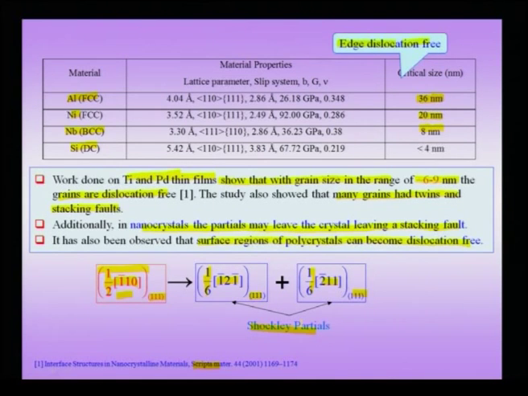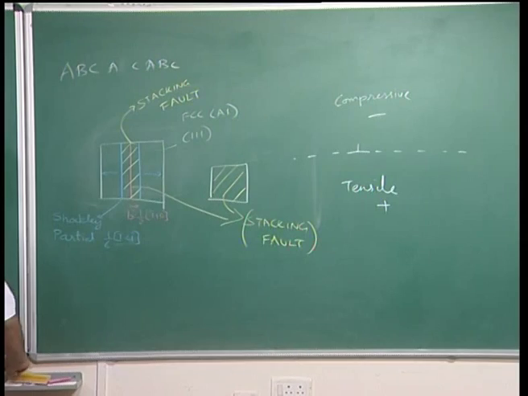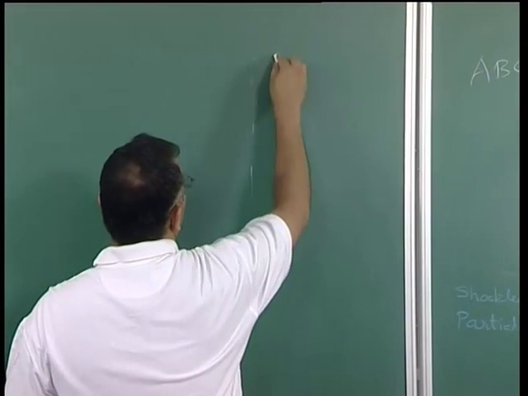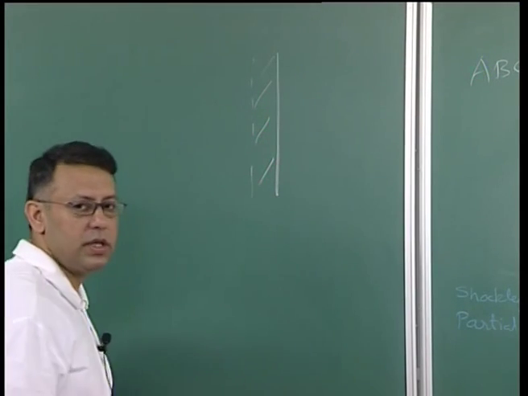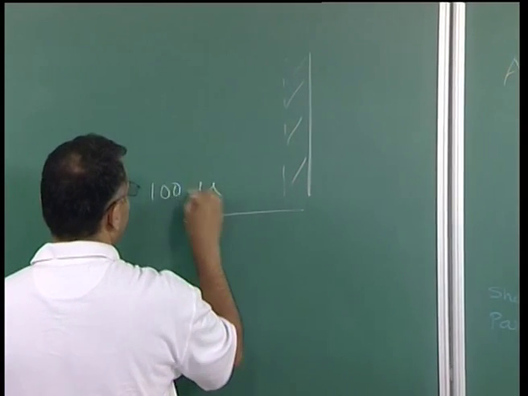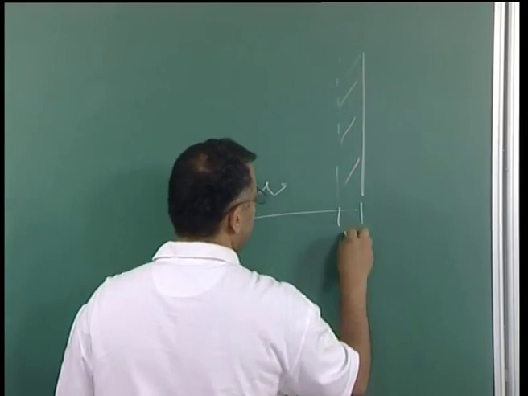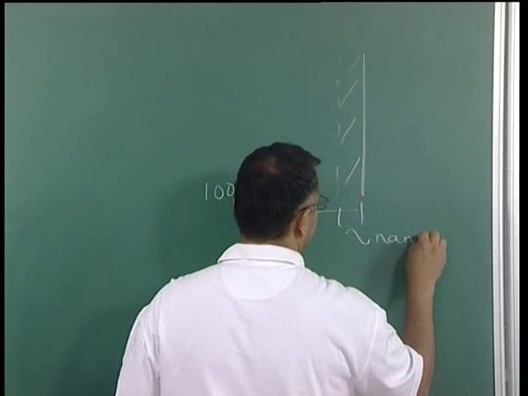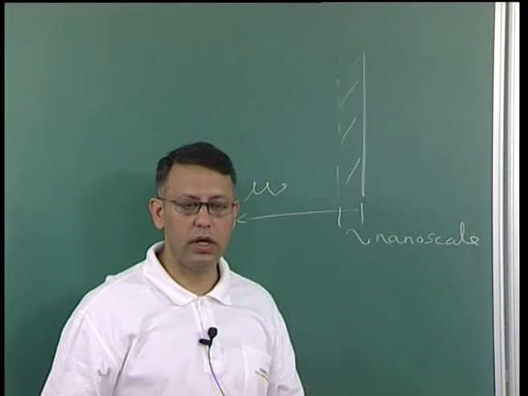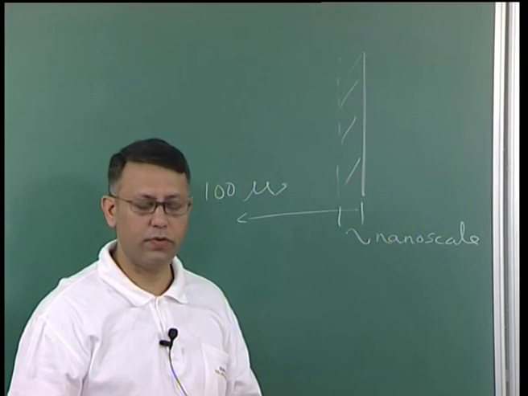So close to the surface region, suppose this is now my crystal, there will be a small region close to the surface wherein the Peierls stress is exceeded. So this crystal itself could be of the order of microns or hundreds of microns, but this small region, which is in the nanoscale, can actually become spontaneously dislocation free because of the presence of image forces.